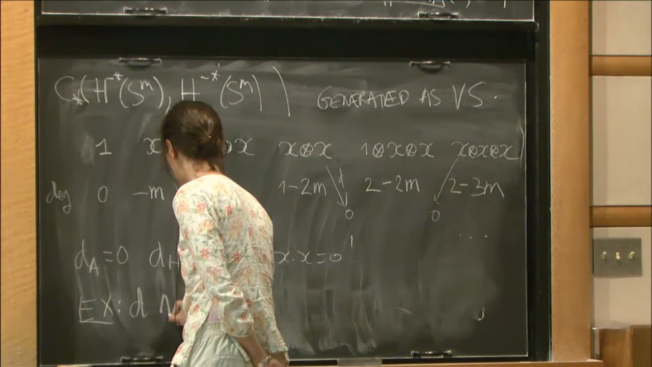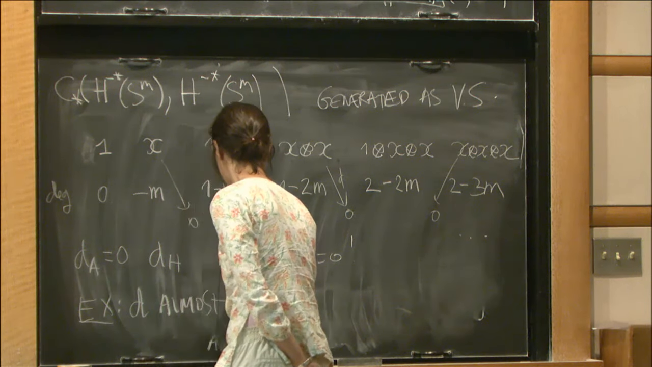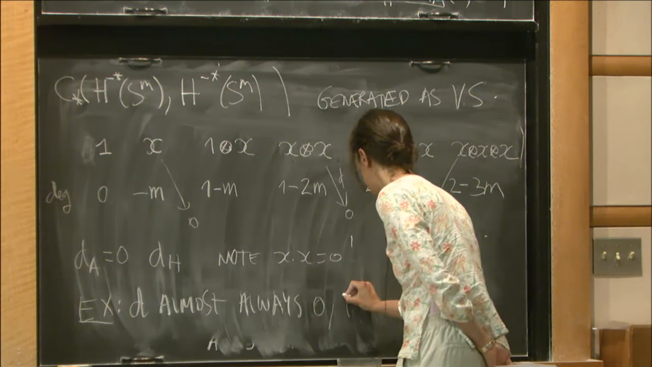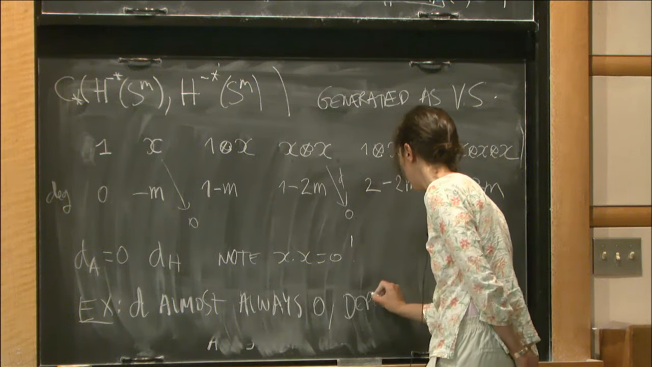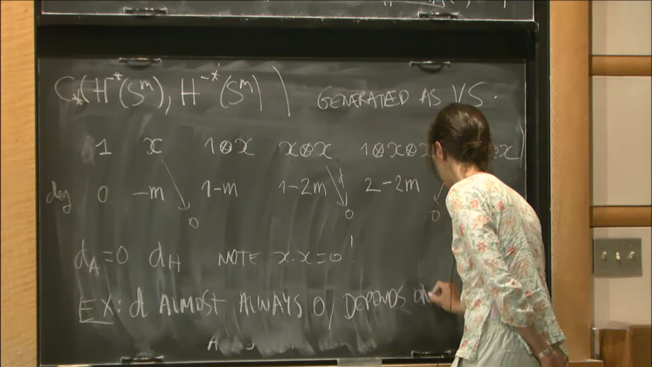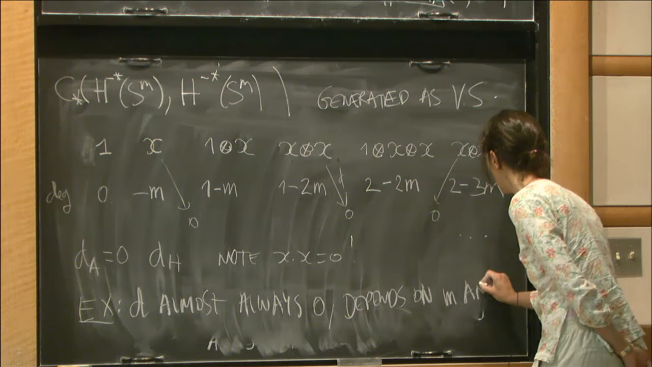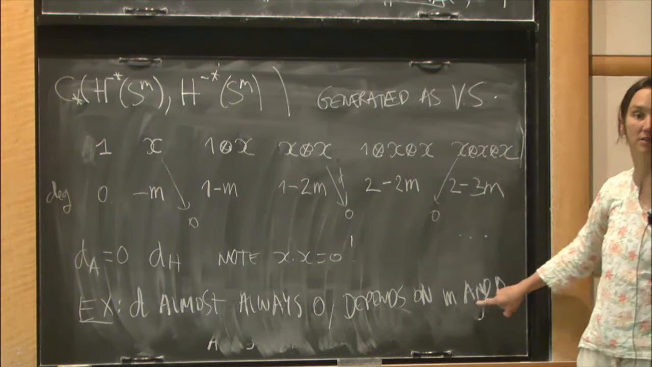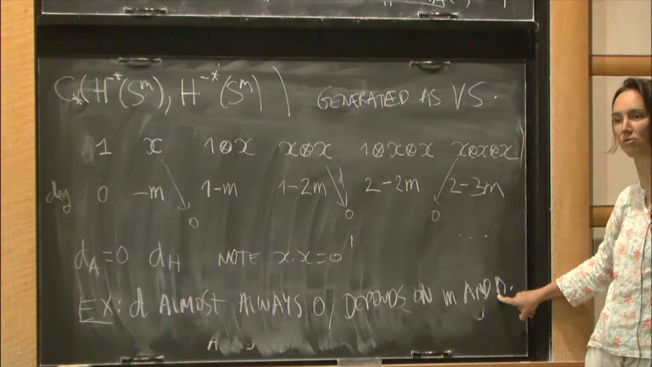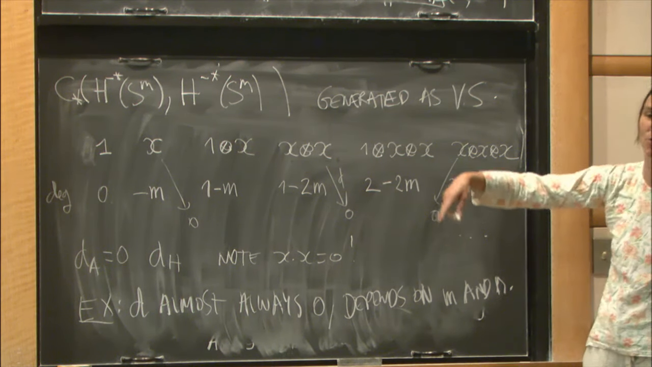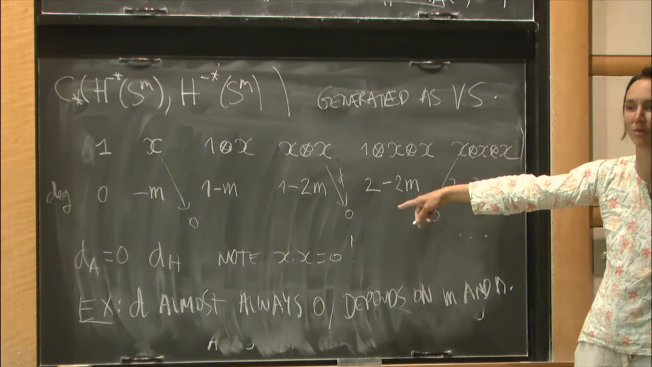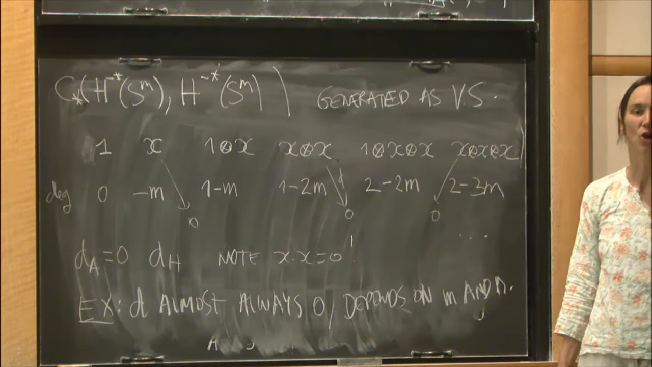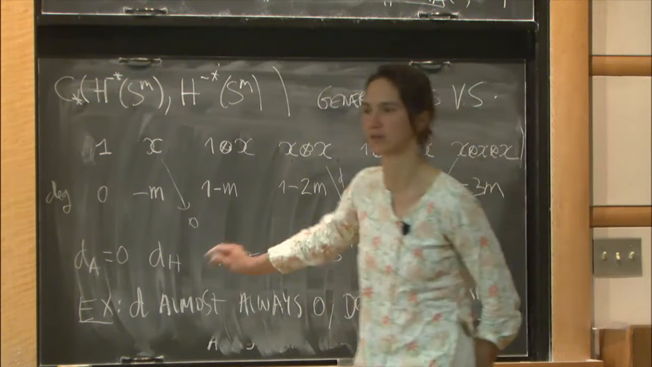So d is almost always 0, but it depends on a combination of m and n. For some dimensions of spheres and some n's, it is actually non-zero. If I work integrally, it will be non-zero. It'll be times 2. So once in a while it's times 2. The rest of the time is 0.